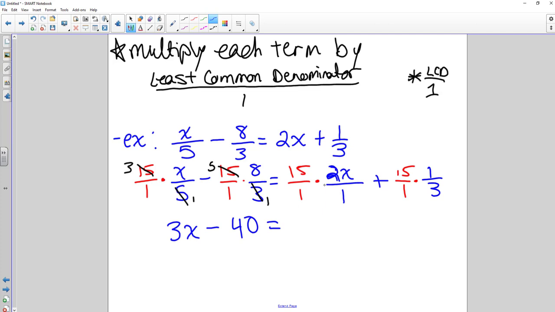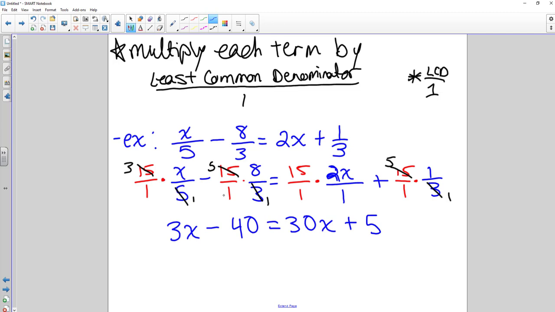Equals. Next one, nothing to cancel. 15 times 2x is 30x, plus my last one. I'm going to reduce the 3 and the 15 down to 5 and 1, and I am just left with 5. Okay, so notice the reason I multiply by the least common denominator: when I did that reducing, see how everything on the bottom just ended up being 1s.